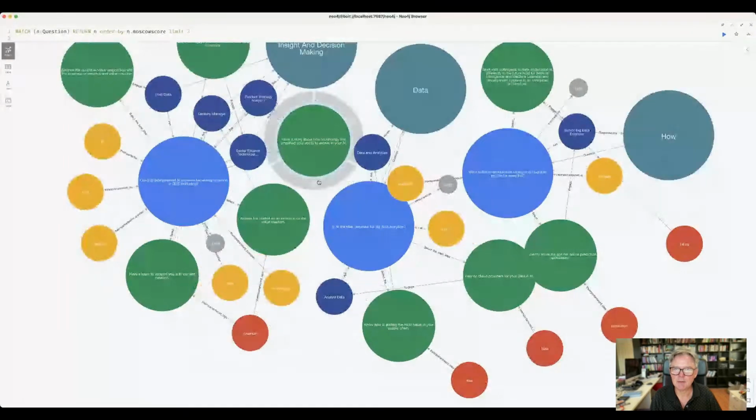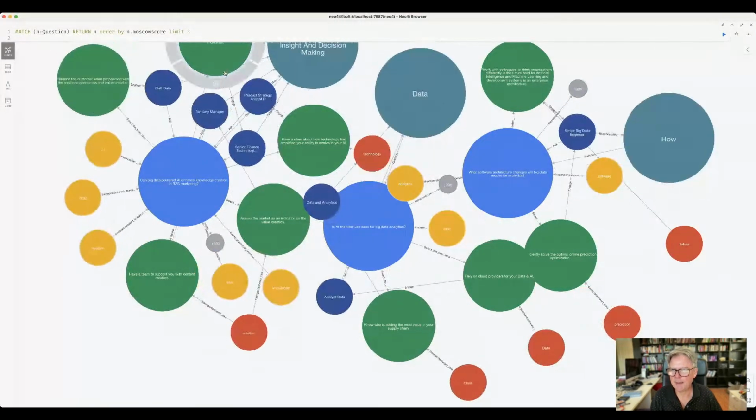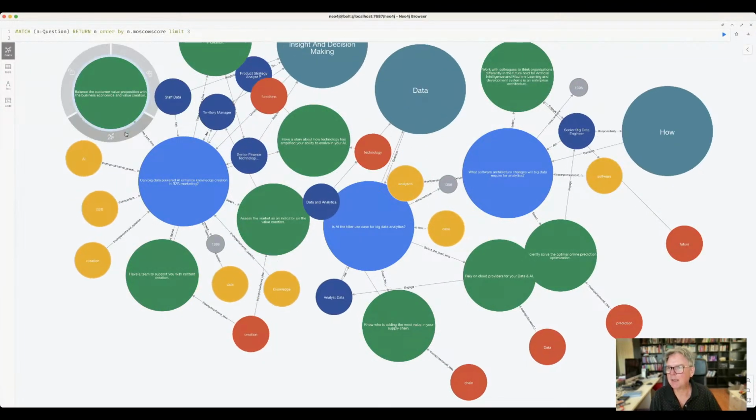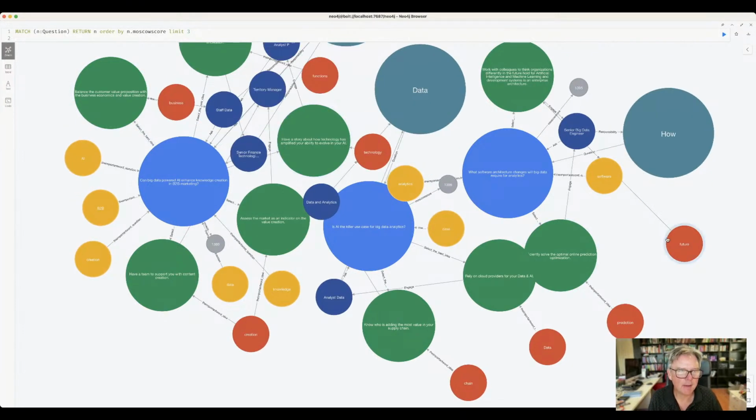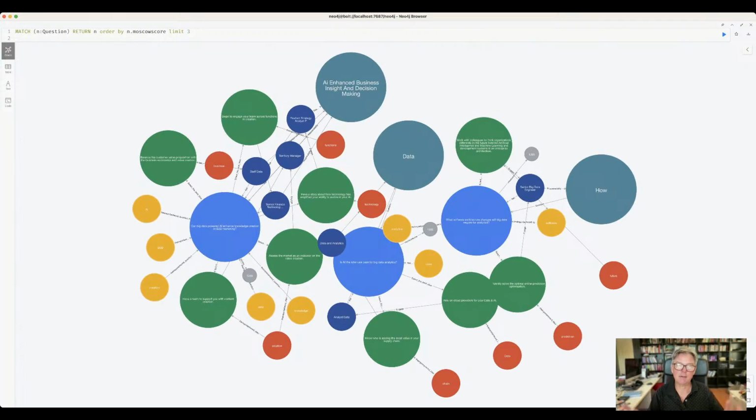All the related areas, because what I've got then is like a tiny project plan. Things that I need to take care of when I'm managing, looking at, or focusing on big data analytics for supply chain optimization. So, big data analytics for supply chain optimization, these are the two main areas that are of highest importance right now. Obviously, data, AI enhanced business insight and decision making.